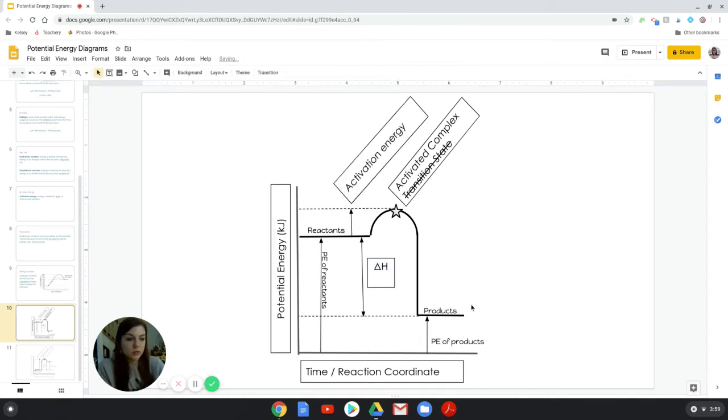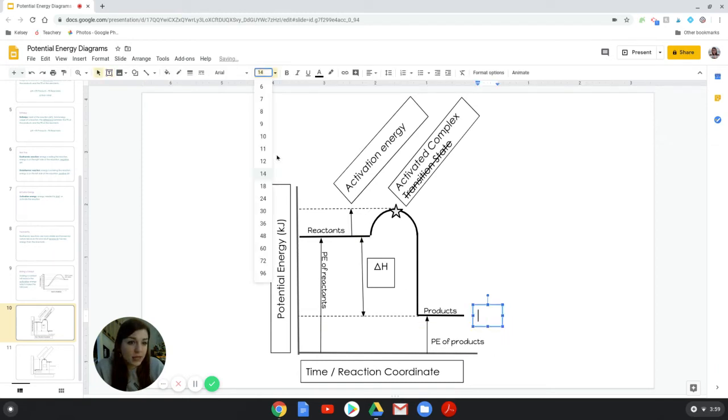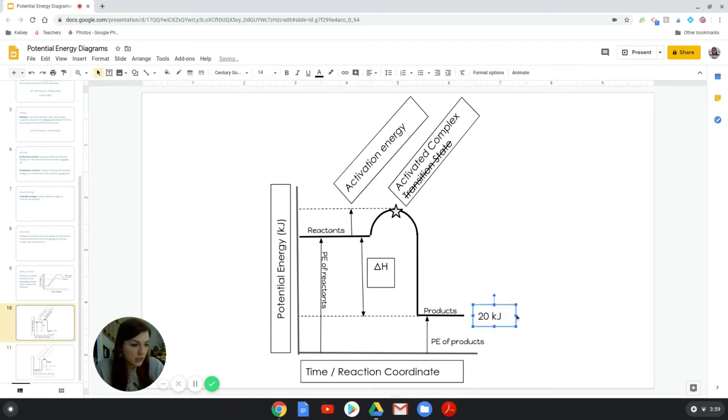Thank you. Okay, so delta H is going to show us how much energy was either lost or gained during this reaction. Now, let's just put numbers on here. So this right here is, let's say, 20 kilojoules. I have 20 kilojoules of energy stored in the bonds of my products. And we can also say that maybe up here in line with my reactants, I have 80 kilojoules.